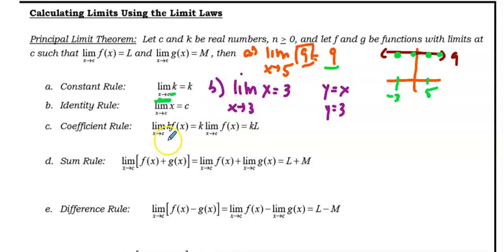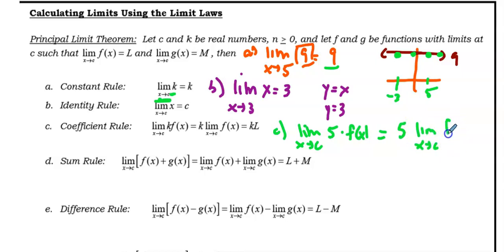And then the coefficient rule is, let's go with that with our letter C. So for C, I have the limit as x approaches c of, let's say, 5 times f of x. Now, I don't know what f of x is yet, but the whole point of this is I can pull the 5 out. So you can always pull it out, and then take the limit of f of x as x approaches c and then multiply it by 5.